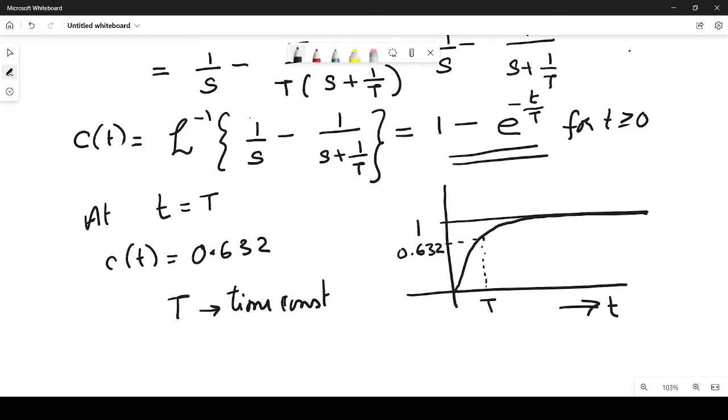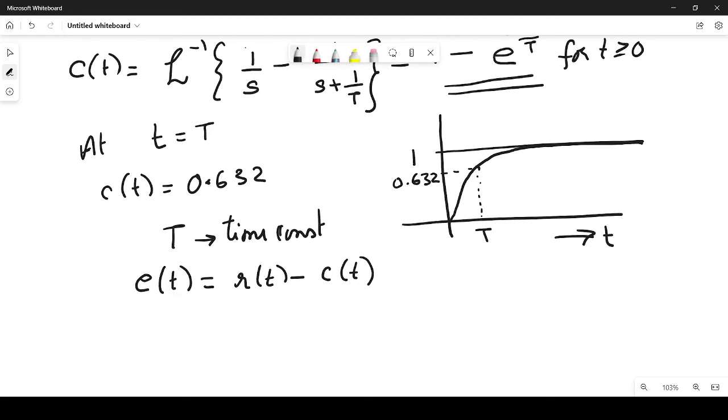Time constant. This is known as time constant. Now, what is the error? How will you find it? Error is nothing but the input, that is r of t, minus the output that you have got here. That is the desired output minus the actual output. So r of t minus c of t will give us the error.